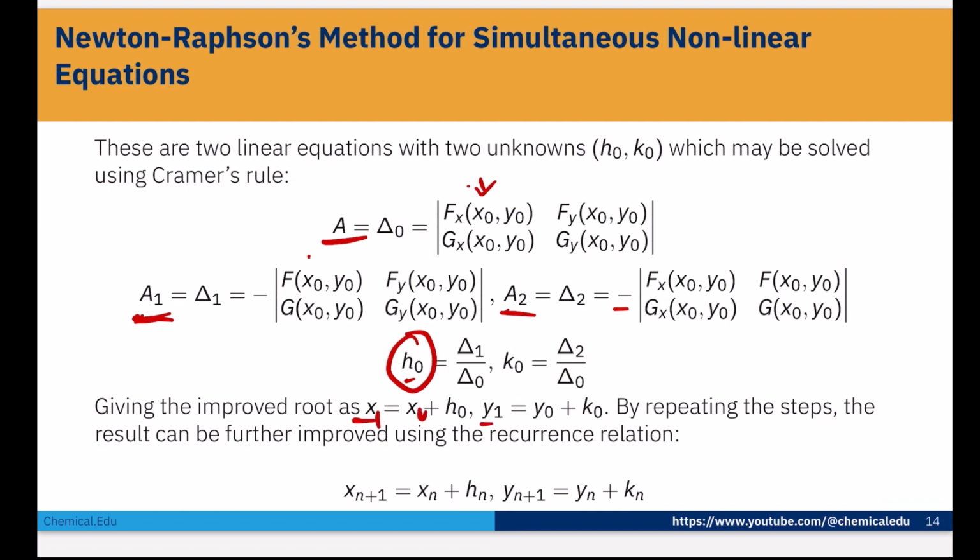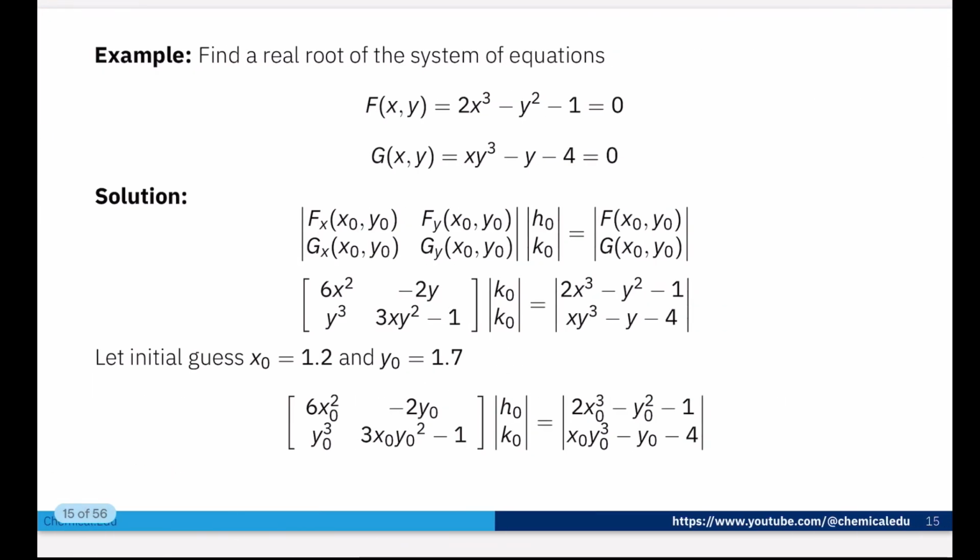So this is x0 also. Now in that way we can do the n+1 iteration: x(n+1) = xn + hn, and y(n+1) = yn + kn.